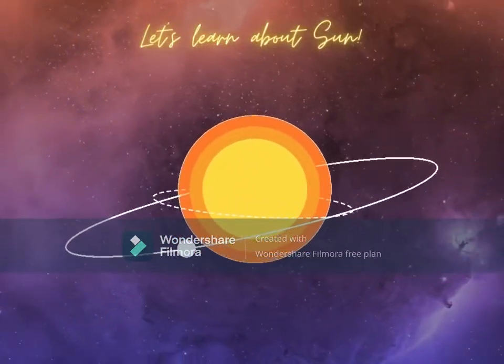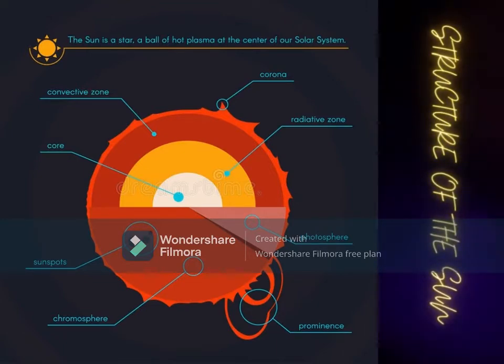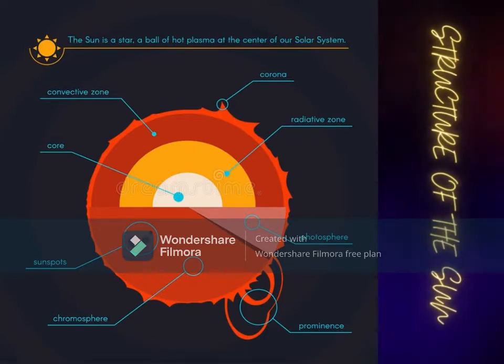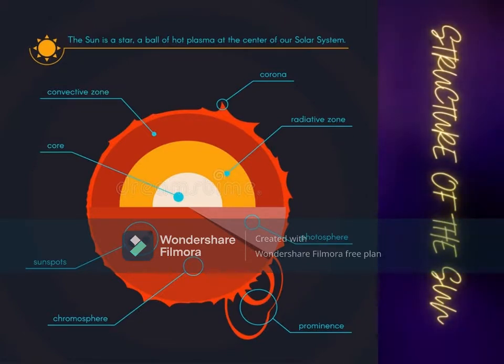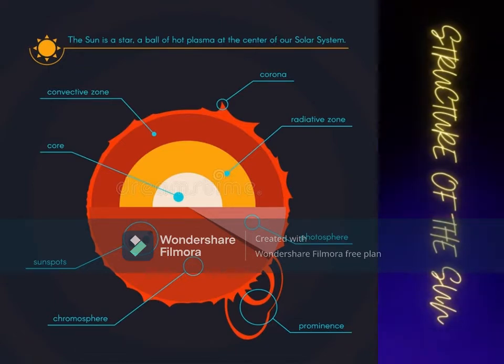First, let's learn about the structure of the sun. The structure of the sun consists of parts such as the convection zone, radiation zone, core, corona, chromosphere and photosphere. The corona, chromosphere and photosphere are the layers that form the sun's atmosphere.